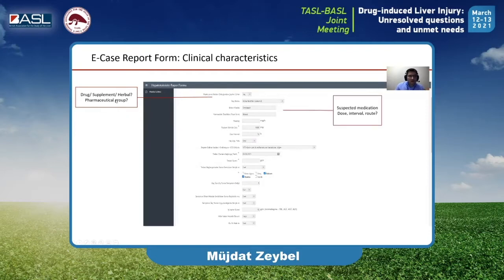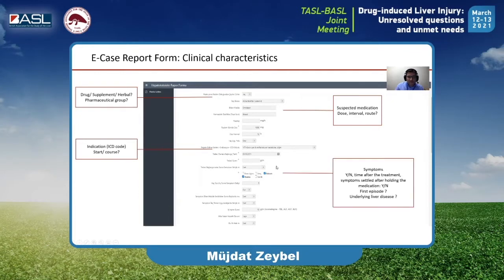In the second page, the website asks you, is it a drug, a supplement, or herbal, and what type of medication is this? Is it antiviral, antimicrobial, and what was the suspected medication? What was the dose, interval, and route of the medication? According to ICD code, it asks the indication and when it was started, and whether there are any symptoms: nausea, vomiting, abdominal pain, fever, jaundice. And is there any underlying disease? If you say yes, there's a scroll-down menu showing whether it is NASH, alcohol-related liver disease, or viral hepatitis.